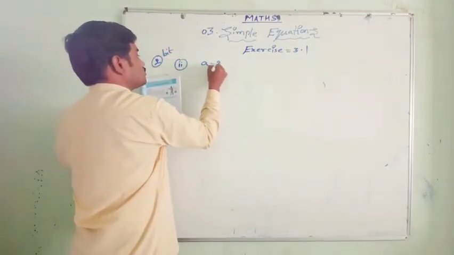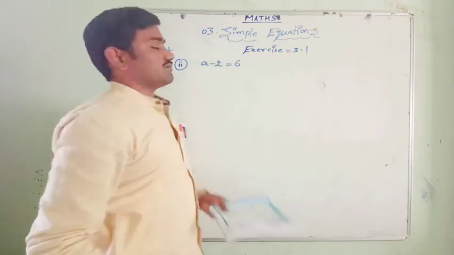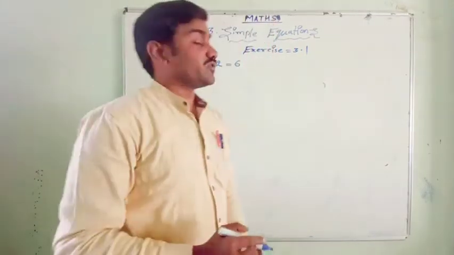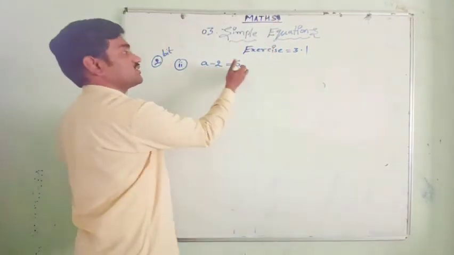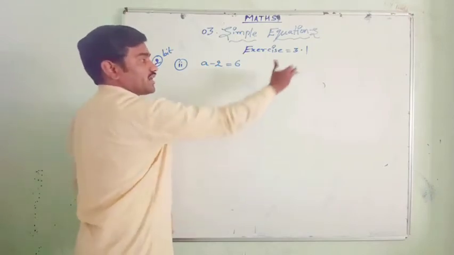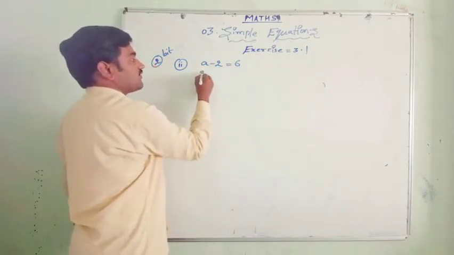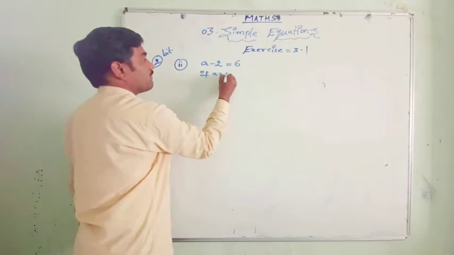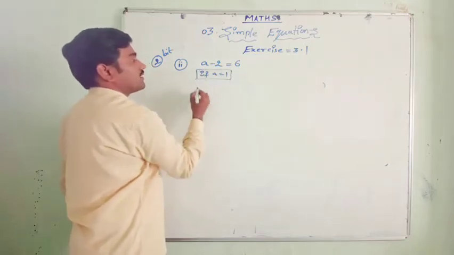A minus 2 equal to 6. In the place of a, what should we get? We know directly that 8 minus 2 equal to 6. But until we get the 8, we have to do this process. If a equal to 1, let us see.